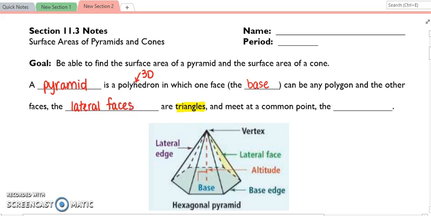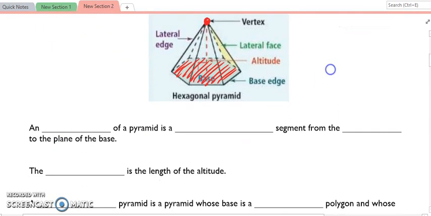Unlike the faces that were in our prisms, which most of those happen to be rectangles. So this time our lateral faces are going to be triangles, and all of those triangles are going to meet at a common point here at the top, known as the vertex. Okay, so that's the definition of a pyramid. Again, it has one base. This one happens to be a hexagonal base. And then all of the lateral faces are going to be triangles.